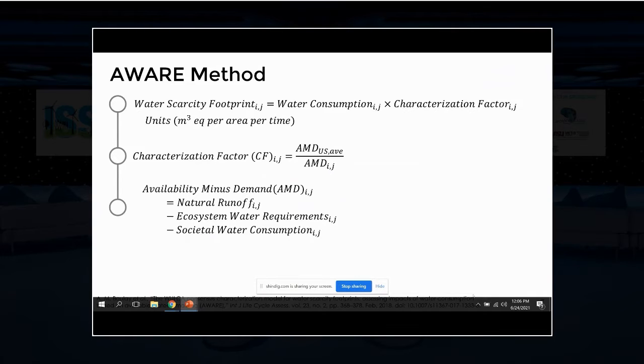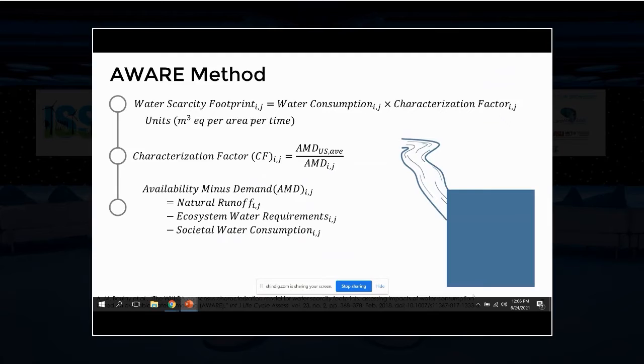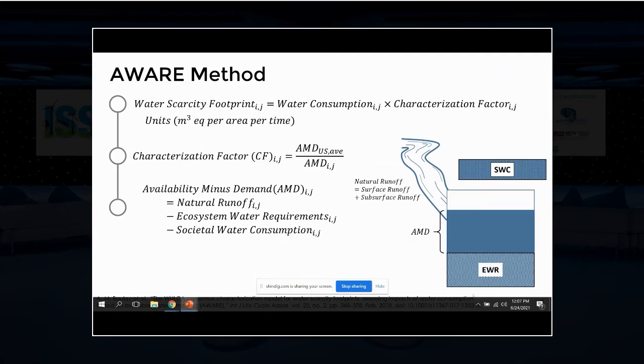Availability minus demand accounts for natural runoff, that's what's available, and it also then subtracts the different demands which are coming from the ecosystem and the society. So visually what's going on, I'm a visual person, so this helps me. If you think about the blue box being what's available, you have natural runoff equals your surface runoff and your subsurface runoff. This is all that we have to work with fresh water. It's what's available. You need to then subtract the ecosystem water requirements and societal water consumption, and that gives you availability minus demand. That's what's left.